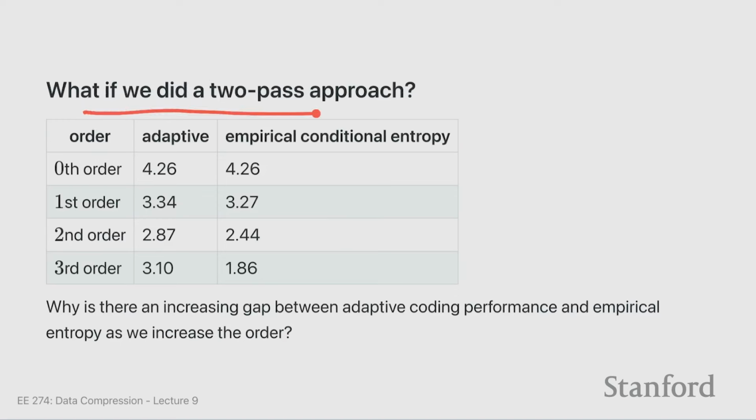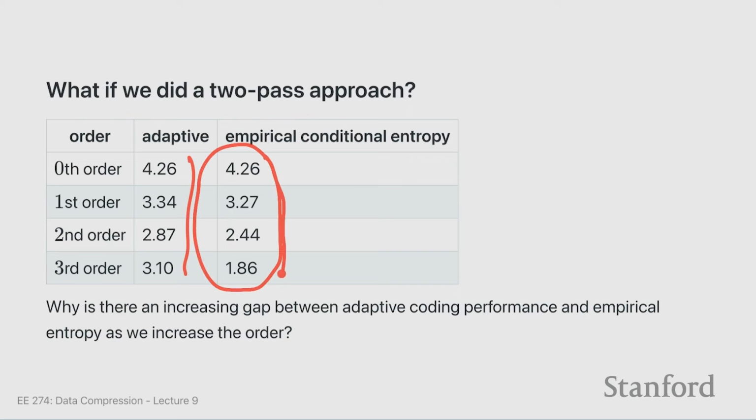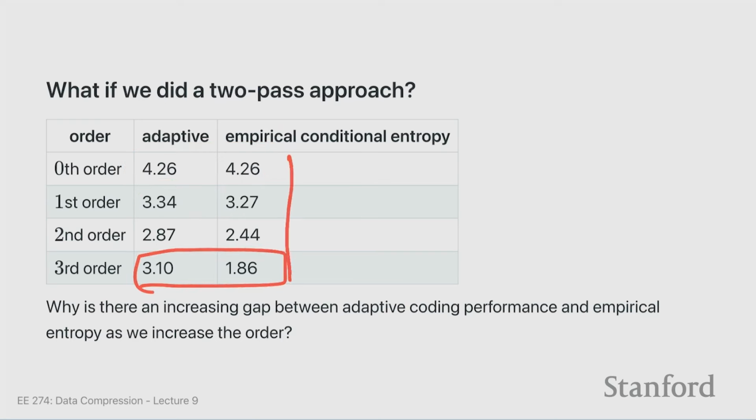Okay, now I did another thing. I did the adaptive thing, right? But if I did a 2-pass thing, I can compute the conditional entropy from the data. And now I see, oh, for 0th order, they are very close. For first order, there is a small gap. For third order, the empirical conditional entropy keeps improving.